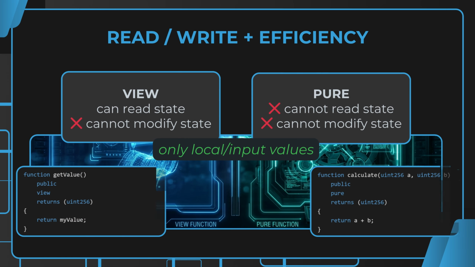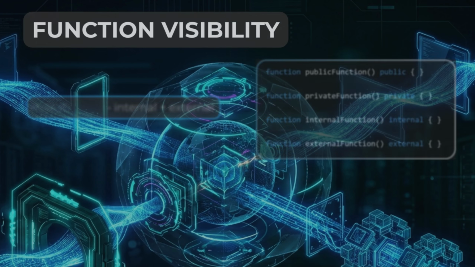View functions can read contract state but cannot modify it. When called externally without sending a transaction, view functions do not consume gas for the caller. Pure functions cannot read or modify contract state. They only work with input parameters, local variables, or compile time constants. These modifiers make your intent clear and help keep contract logic predictable.